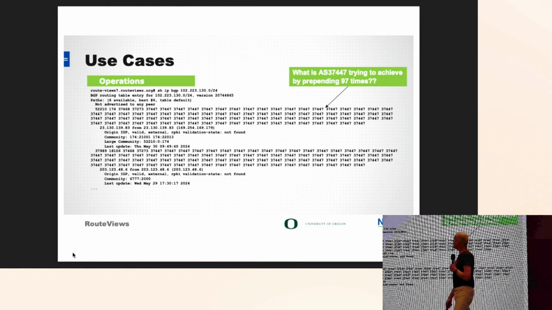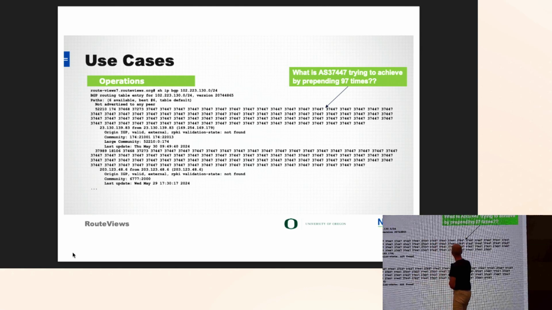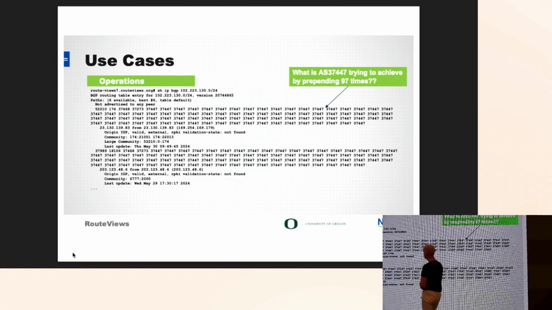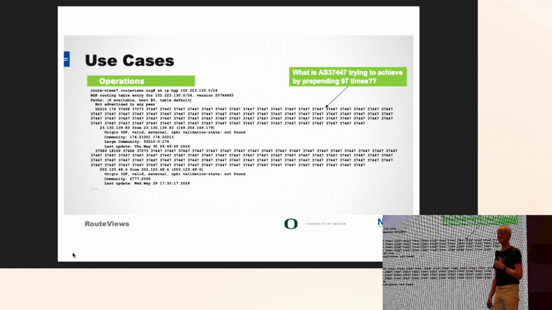So operations, fun things. Those who were at the workshop, remember I was whining about AS37447? Well, there it is. What are they doing? Well, it's still the best path. So I've no idea why they need to do a 97 times prepend. It looks pretty, but that's the current longest AS path in the global internet.